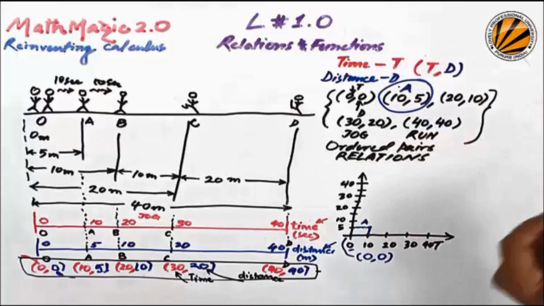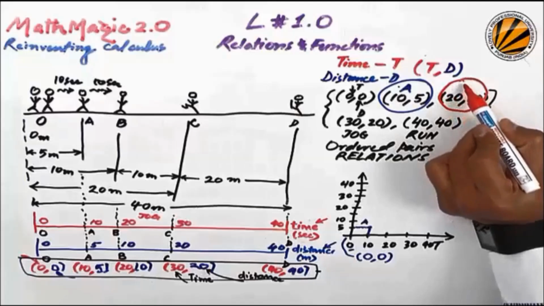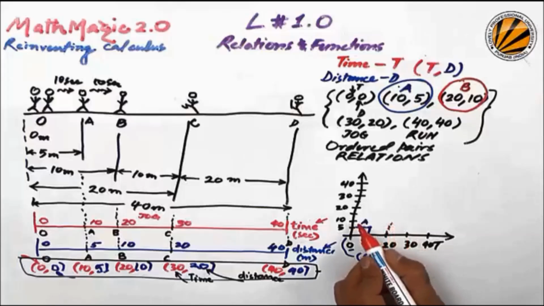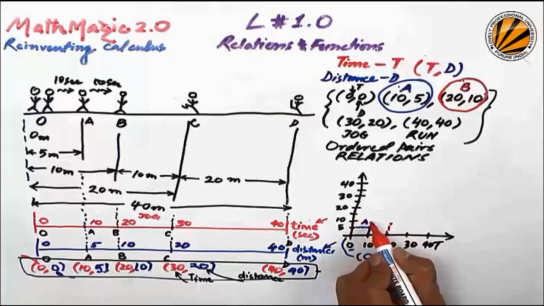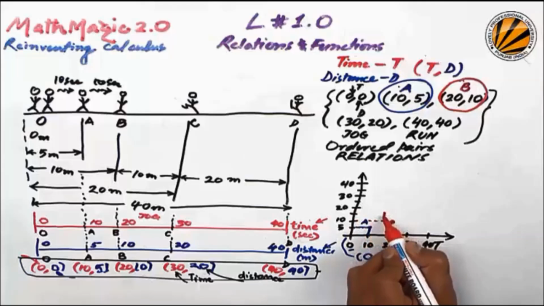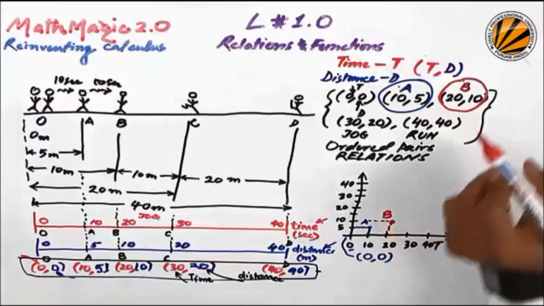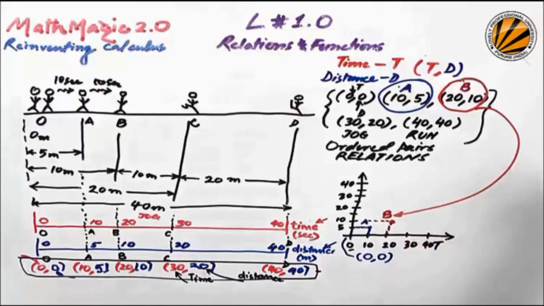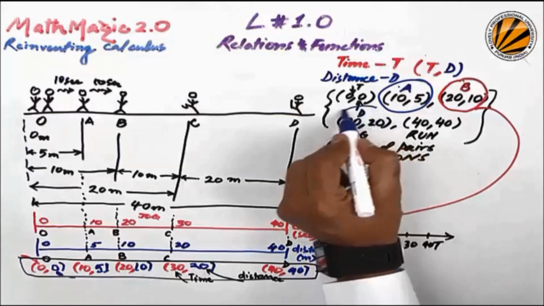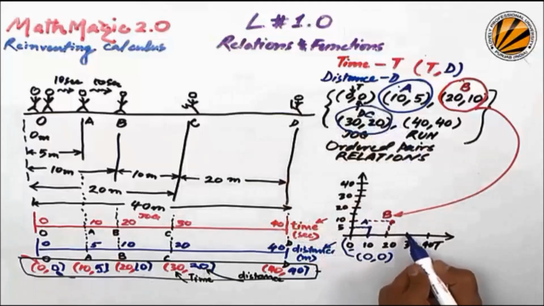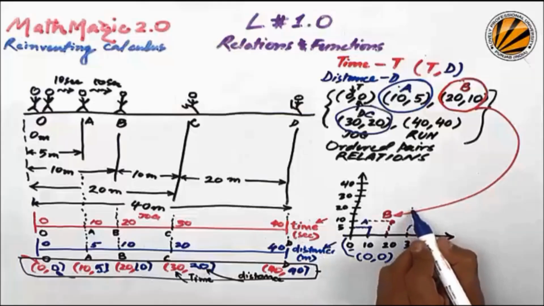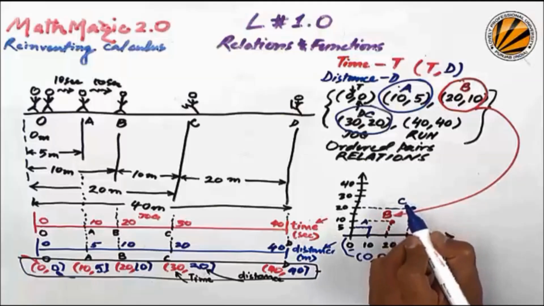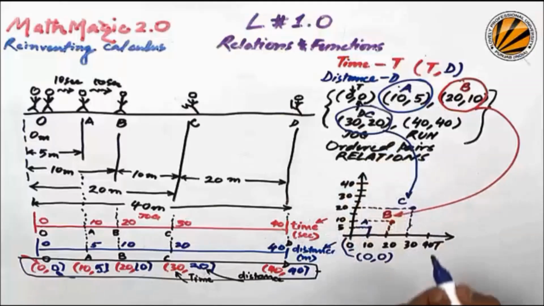Now, there is another scenario. The next scenario was this. This was point B. The time elapsed was 20 seconds and your friend has moved to 10 meters. As you can very well see over here, this is the point B. In the next scenario, this was the point C, wherein the time was 30 seconds, and now because he was jogging, he has moved on to point C. Now this is point C.